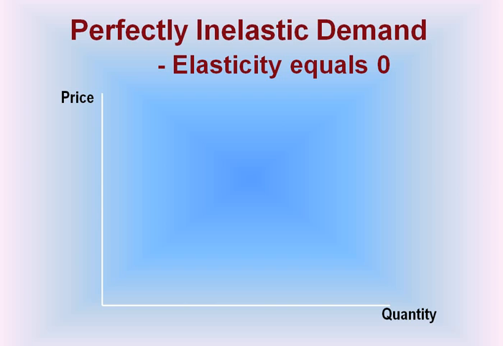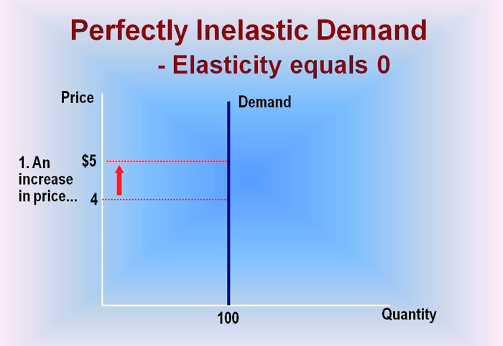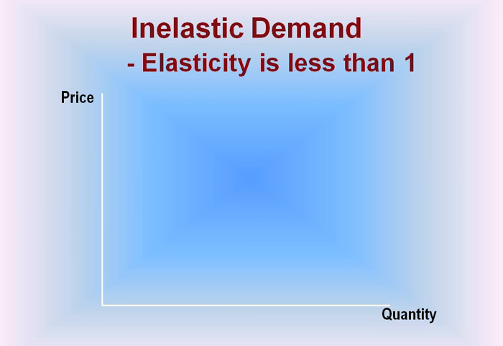Perfectly inelastic demand happens only theoretically, or rarely in the real world. Perfectly inelastic demand means that whatever the change in price, there is no change in demand at all. So we have a perfectly vertical demand curve. Whatever the price is, 4, 5, or anything else, there is no change happening in demand. It leaves the quantity demanded unchanged.